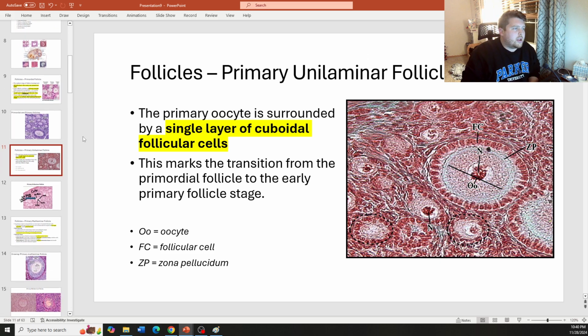So our primary unilaminar follicle, laminar, this specifically means layers. So unilaminar, single layer. This is the primary oocyte, that little egg portion, surrounded by a single layer of cuboidal follicular cells. And this is going to mark the transition from the primordial follicle to the early primary follicle stage.